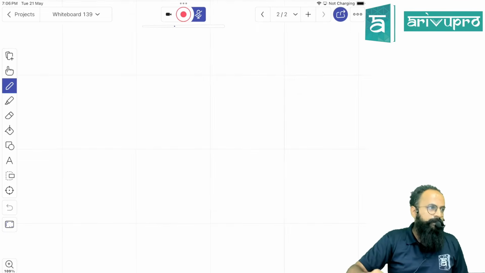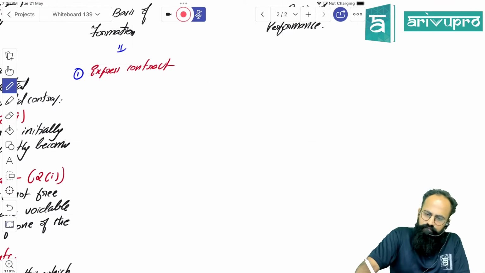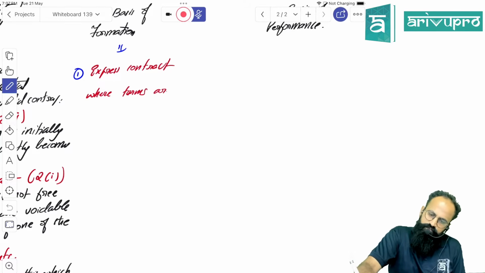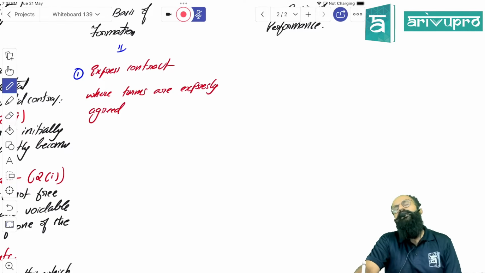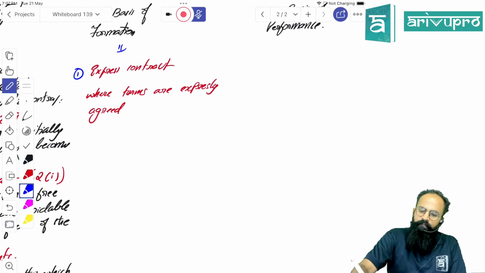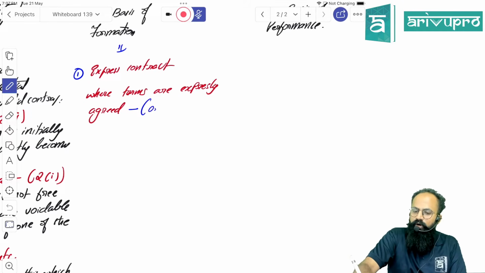Express and implied. Express contract: where the terms are expressly agreed. This is important. Few people will think it is only written, but it can be oral or written.